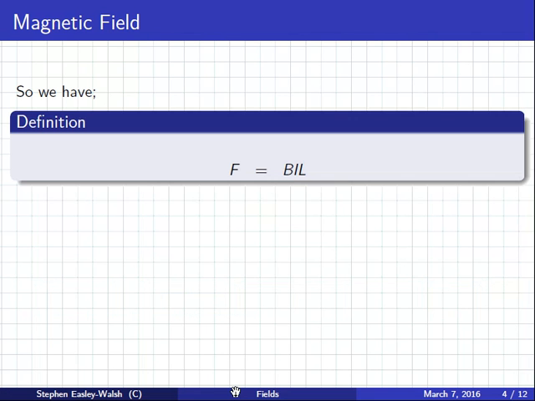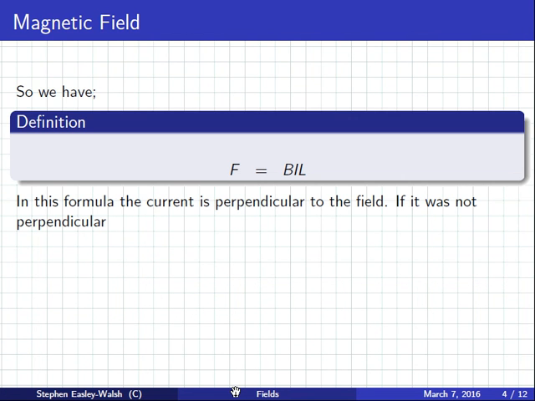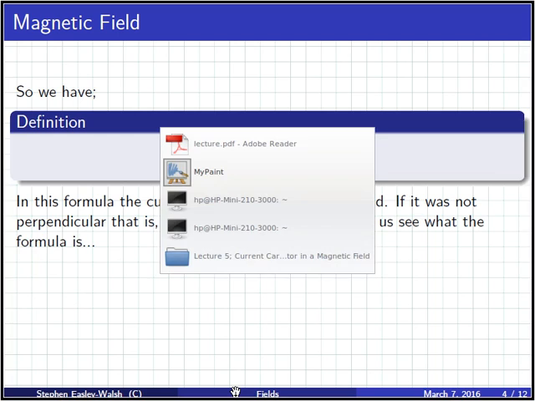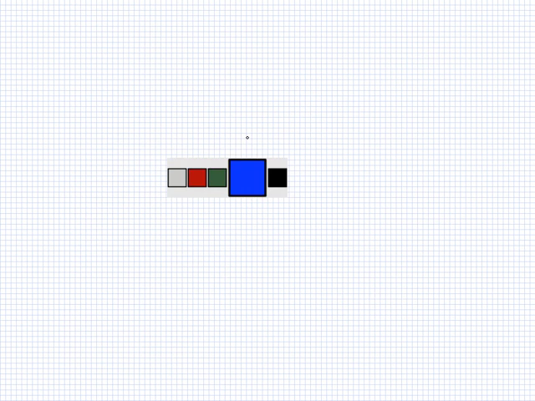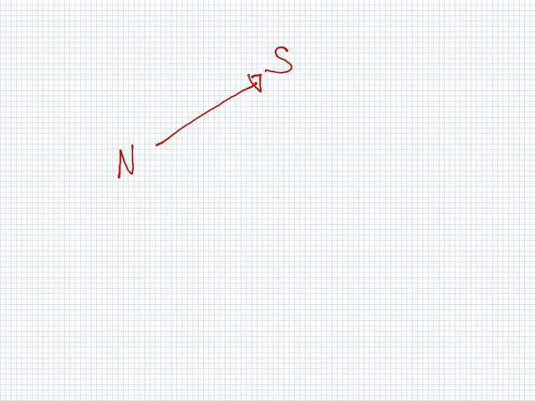So, we have our formula, F equals BIL. In this formula, the current is perpendicular to the field. If it's not perpendicular, that is, if there's angle theta, then what would the formula be? So in this picture, maybe to draw it again here, let's see, it was north here, wasn't it? South here. The field runs this way, and the current was going this way here. Let me try and draw this a bit more three-dimensionally.